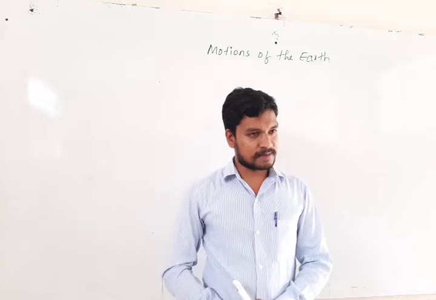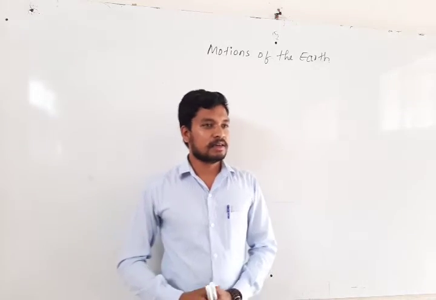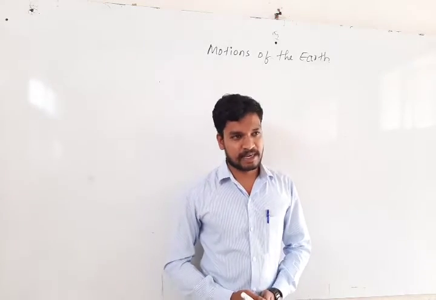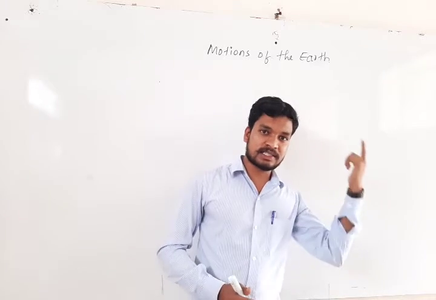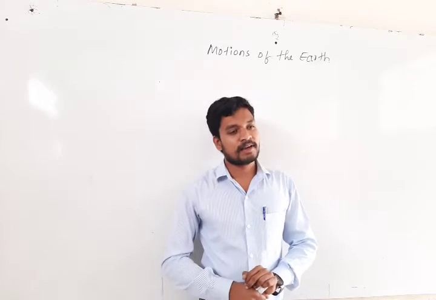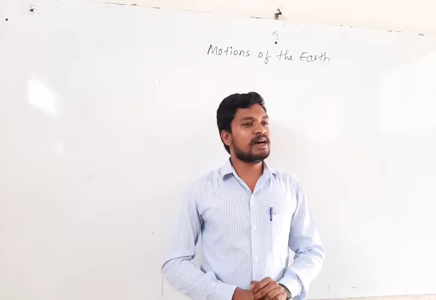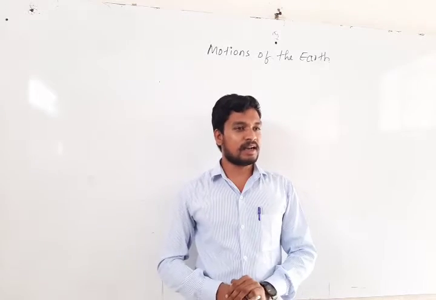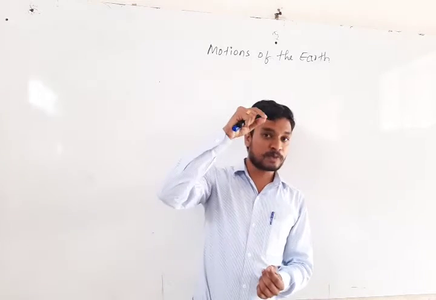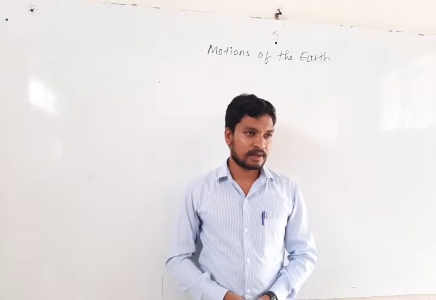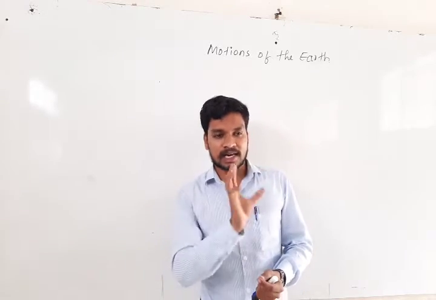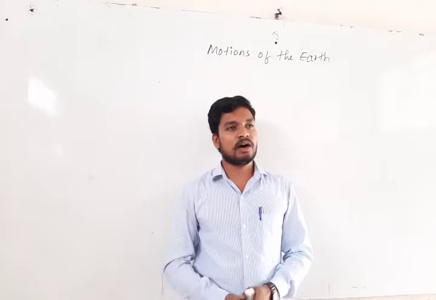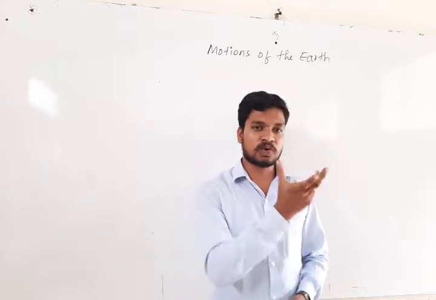Now what is axis? Yes, axis is an imaginary line, like latitude and longitude, as we discussed in the last class. Like that, axis is also an imaginary line. It's an imaginary line which passes from the North Pole to the South Pole. On this imaginary line, the earth rotates itself.